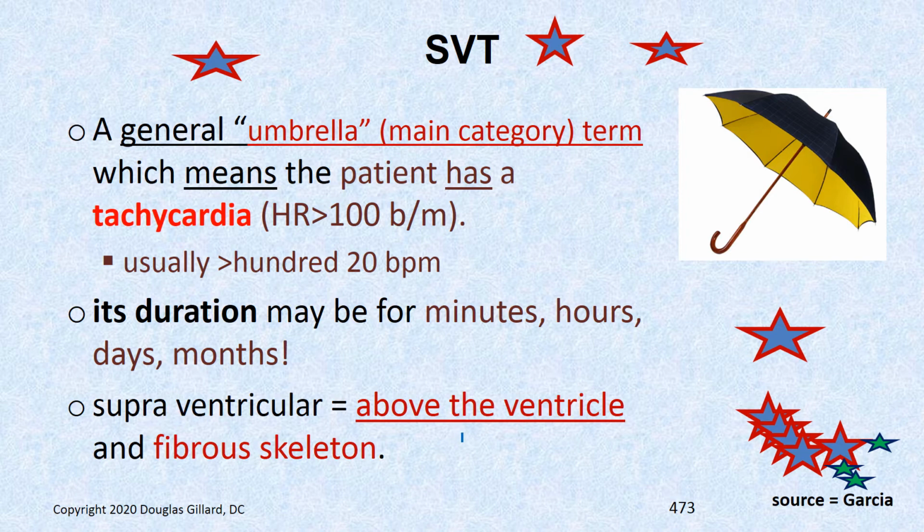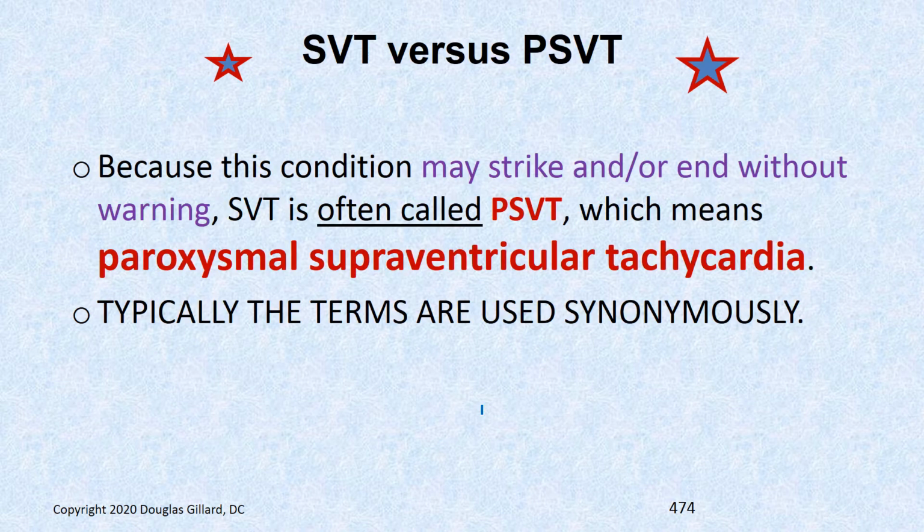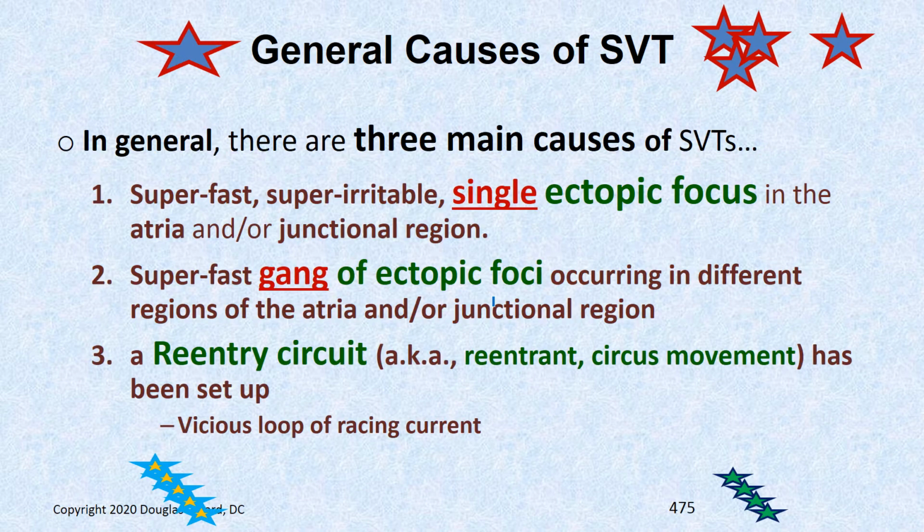Supraventricular means it's above the ventricles. In other words, the ventricle myocardium is not responsible for the heart running this fast. The problem is up in the atria or the junctional region. These are all supraventricular tachycardias. Sometimes they're called paroxysmal supraventricular tachycardias. Instead of SVT, they're called PSVT. Why? Because sometimes they start completely out of the blue and they stop. You can never predict when they stop. They may just stop out of the blue as well. So they're unpredictable. That means paroxysmal when they're unpredictable.